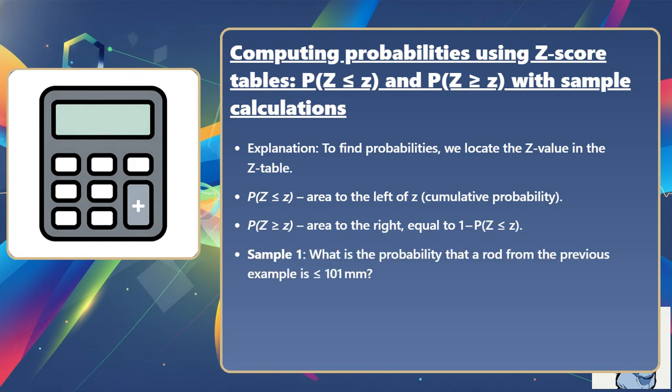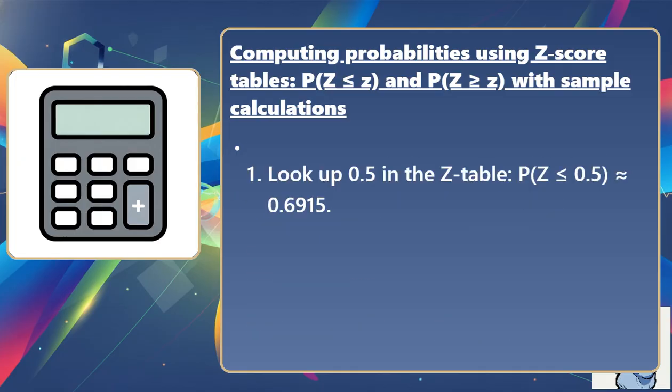Sample 1. What is the probability that a rod from the previous example is less than or equal to 101 millimeters? Convert to z equals (101 minus 100) divided by 2 equals 0.5. Look up 0.5 in the z-table. P of Z less than or equal to 0.5 approximately equals 0.6915. Thus about 69.2% of rods are 101 millimeters or shorter.